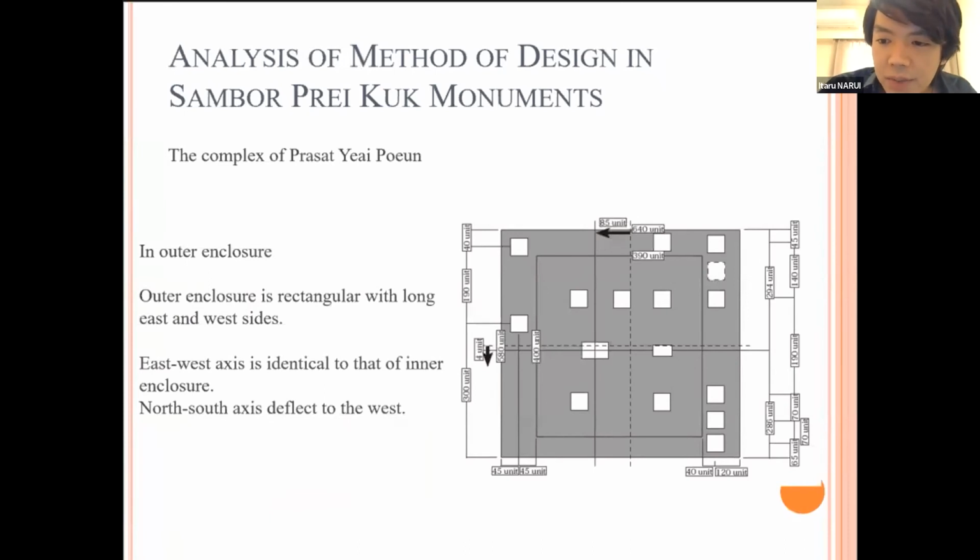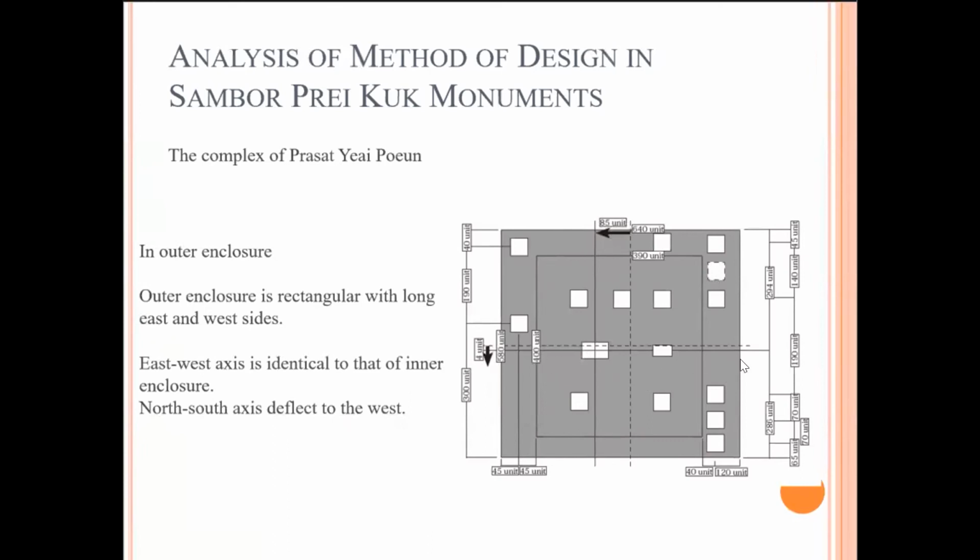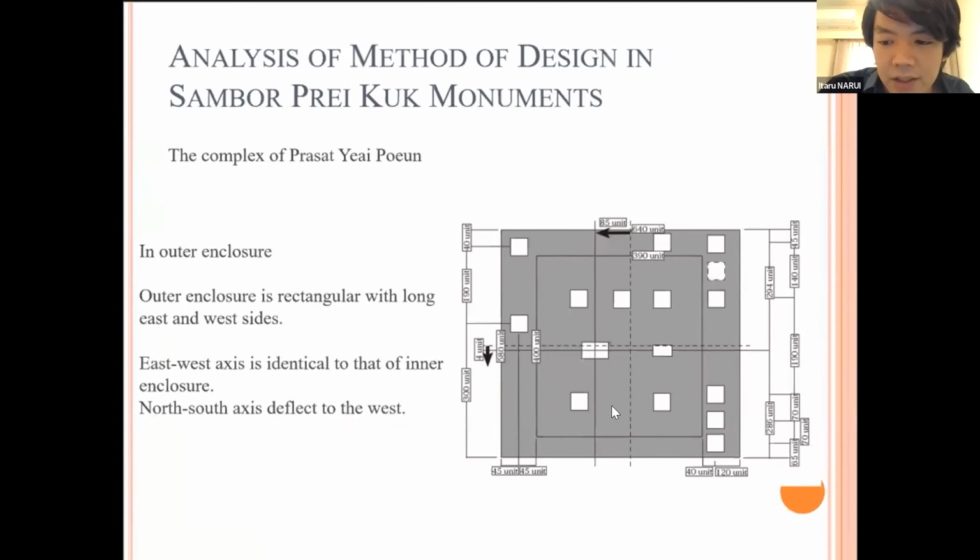Outer enclosure of Prasat Yeay Poan is rectangular with long east and west sides. The east-west axis is identical to that of the inner enclosure, and the north-south axis deflects to the west.